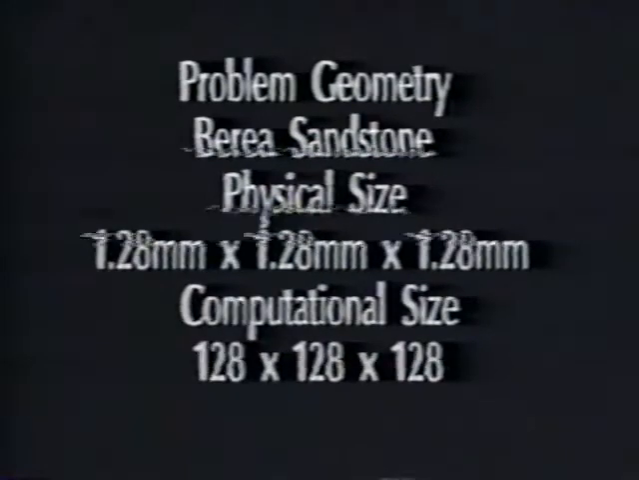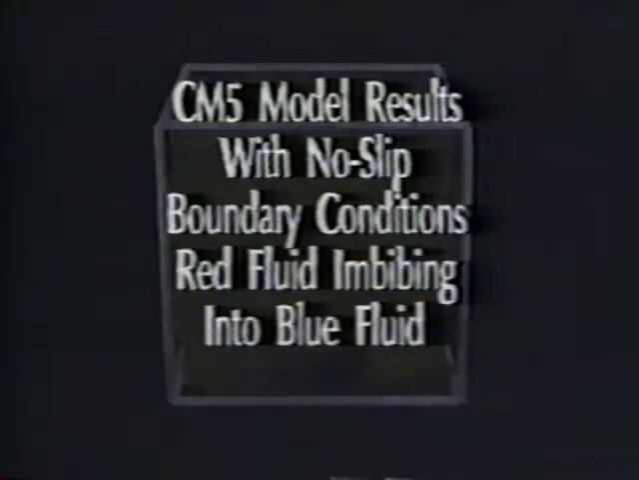This geometry was provided by Mobil Oil Company, created by a CAT scan of a core sample of Berea sandstone at a resolution of 10 microns. The overall physical size of the geometry is 1.28 millimeters on a side, resulting in a computational system size of 128 cubed. The simulation shown here tests oil recovery by water pumping.